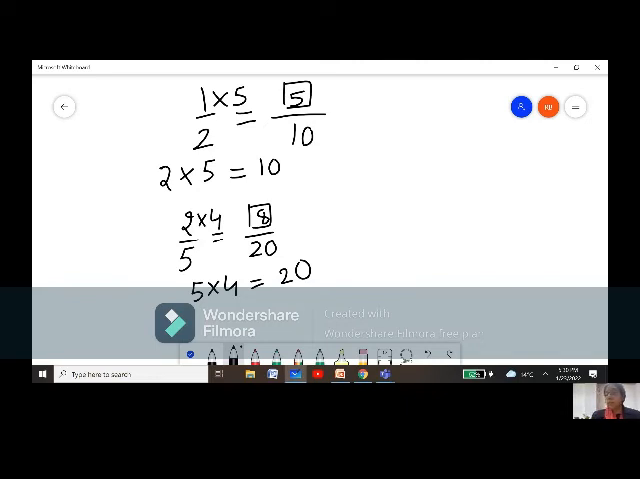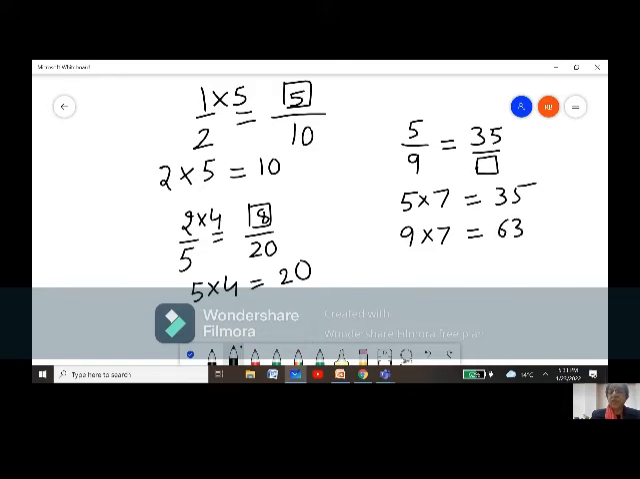Now, see one more example. 5 by 9 is equal to 35 upon dash. Now you have to find out the denominator. Numerators are given. Start counting the table of 5. 5 sevens are 35. That means if we multiply 5 with 7, we'll get the answer 35. Now you have to multiply 9 with 7 and you will get the answer 9 sevens are 63. 63 is the correct answer.